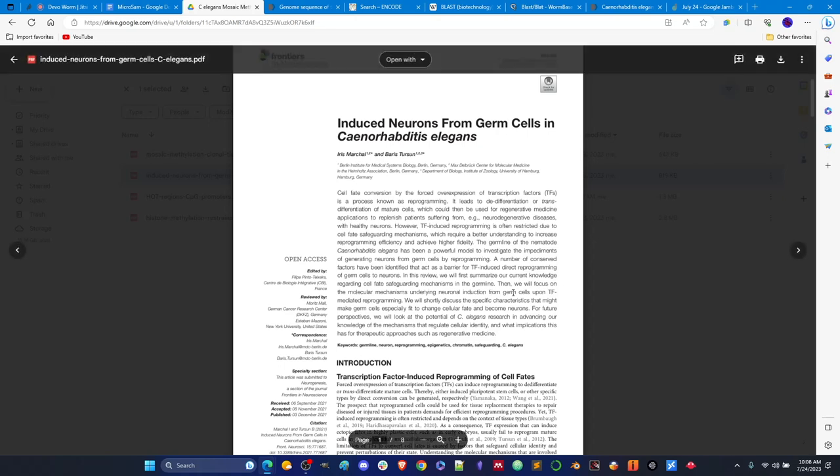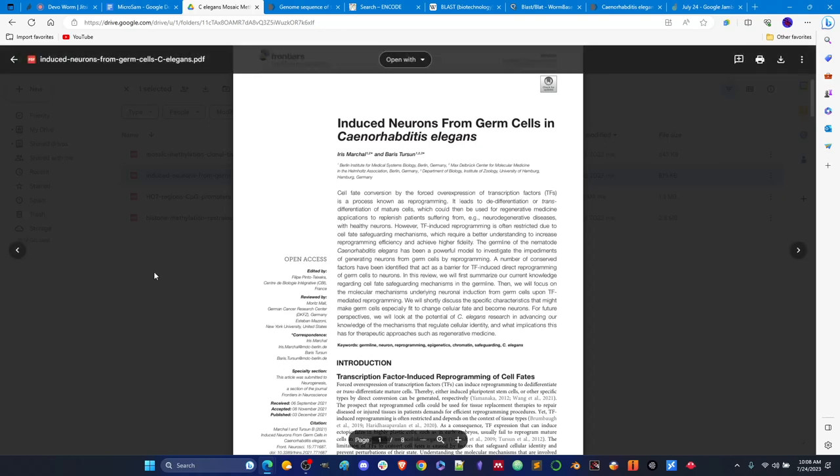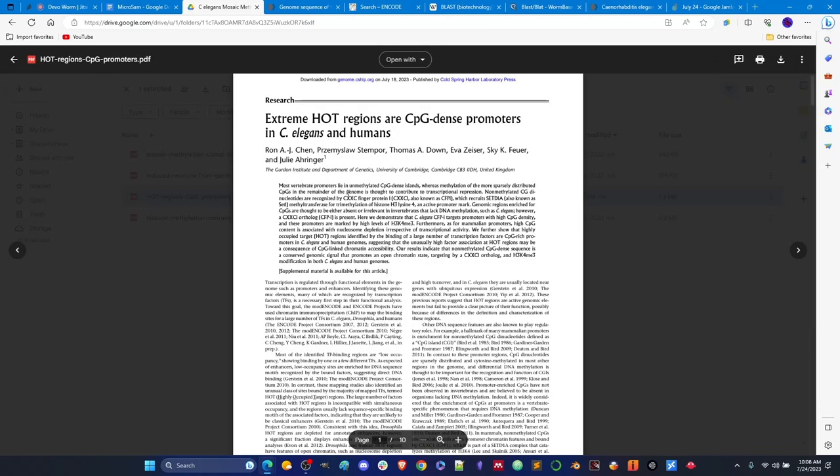So they're using this kind of approach with C. elegans, and they're showing that there are differences between mammalian cells and C. elegans. There are also what they call HOT regions, which are regions in the C. elegans genome that are CpG rich. And the CpG, again, is the cytosine to guanine transition, and that's what they look for with these methylation marks. So you have these sequences that are CG, CG, CG.